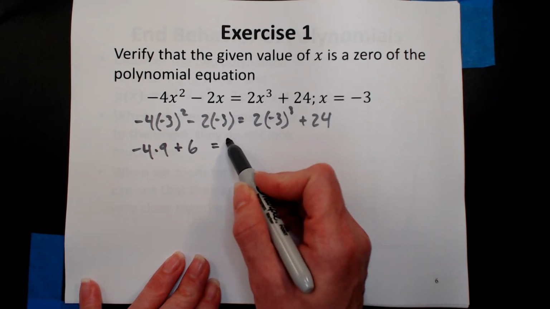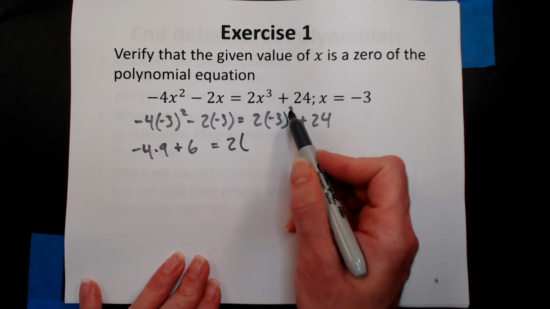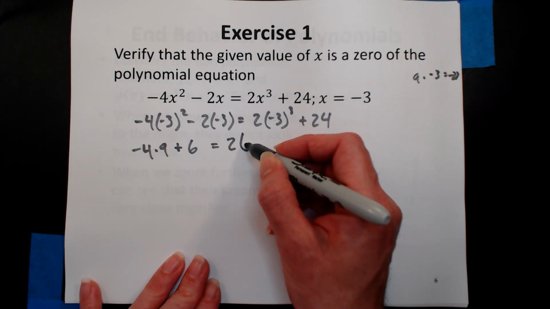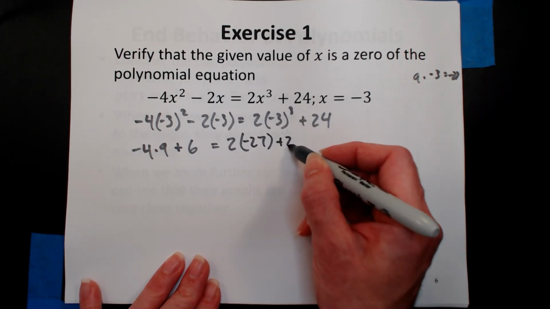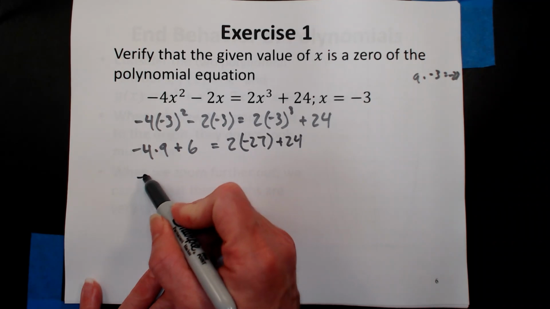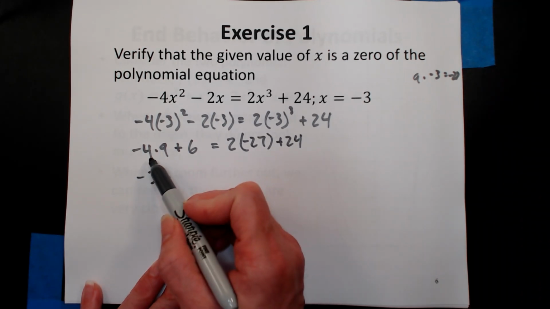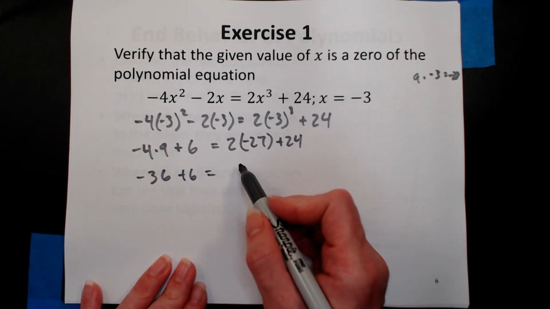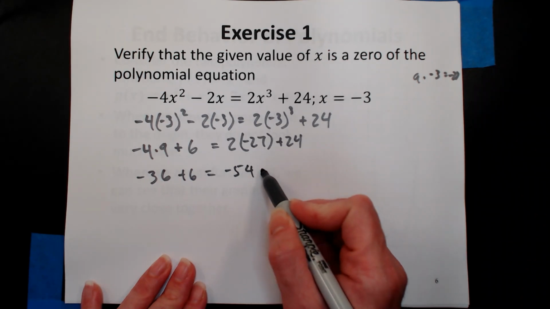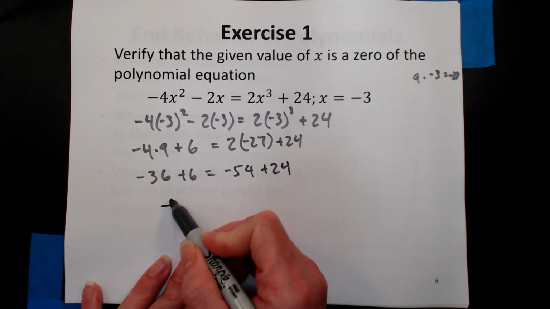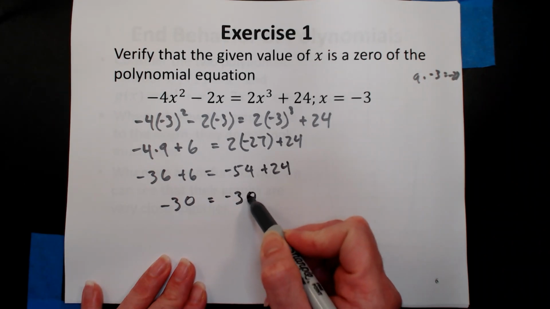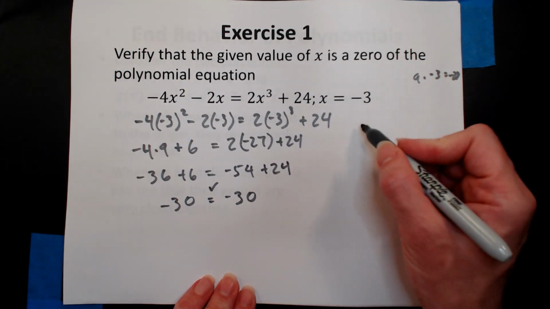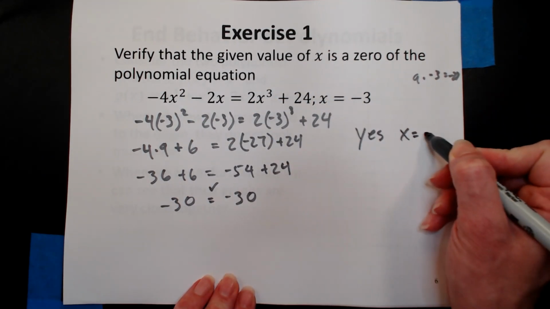And that's going to equal 2 times, and this is -3 to the third power, so we got... Basically, it's 9 times negative 3 now, so that's negative 27 plus 24. So this becomes negative 36, because that's 9 times 4 times 9, plus 6 equals, and that's 2, that's going to be negative 54 plus 24, so that's going to be negative 30 equals negative 30. So that checks out. So yes, it does verify it is 0. X equals negative 3 is a 0.